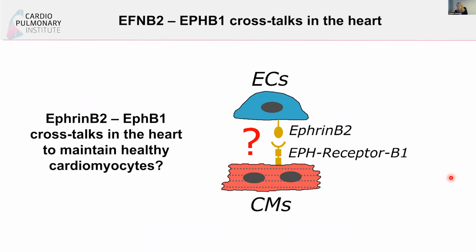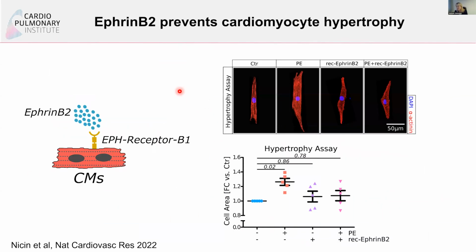With this in mind, we then questioned how this Ephrin B2, Ephrin B1 crosstalk may be contributing to healthy cardiomyocytes. And to get some first insights on the effect of Ephrin B1 receptor stimulation, we used recombinant Ephrin B2 and added this to classical hypertrophy assays.